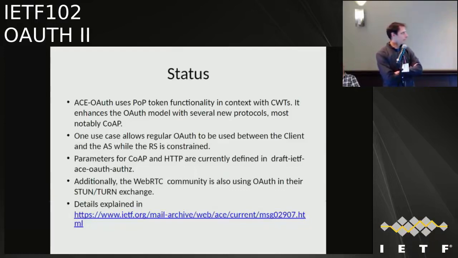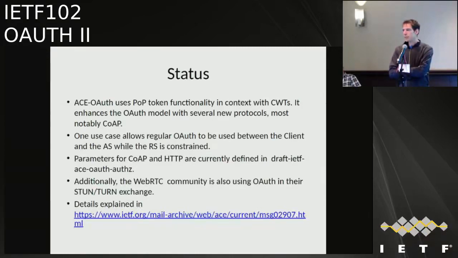In any case, there are different use cases, and there's a longer use case document available in ACE that tells what you could use the whole framework for. But one of the use cases is where the client, for example, is a smartphone or tablet that talks to an IoT device to control it, to configure it, and to do something. And the OAuth client uses HTTP to talk to the authorization server, just a regular OAuth authorization server that supports POP token usage.